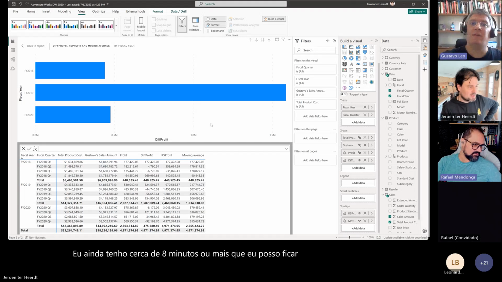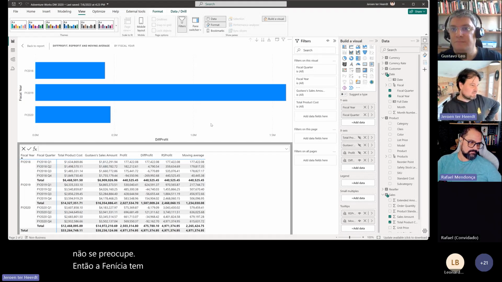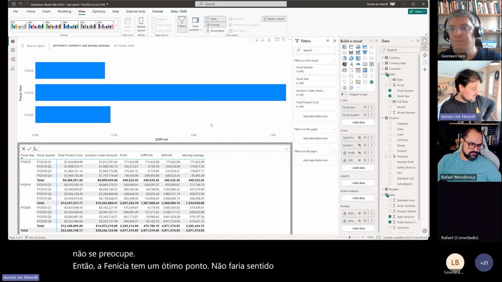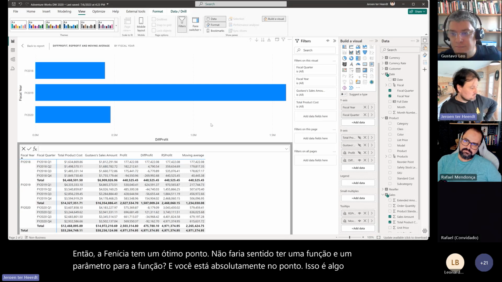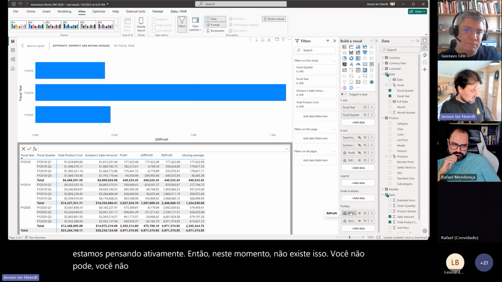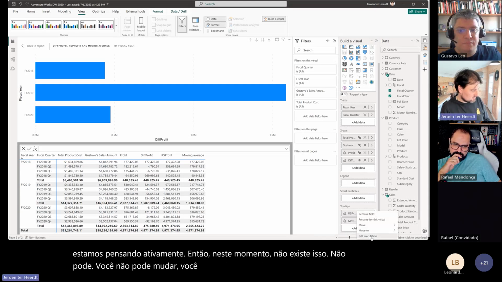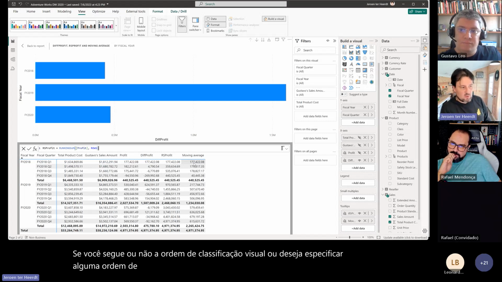Great, great. Thank you. So Vinicius has a great point. Wouldn't it make sense to have a function and a parameter for the function? And you're absolutely spot on. That is something that we're actively thinking through. Right now there is no such thing. You cannot decide whether or not you follow the visual sort order or you want to specify some sort order. You can't. We're thinking through what that should be, right?